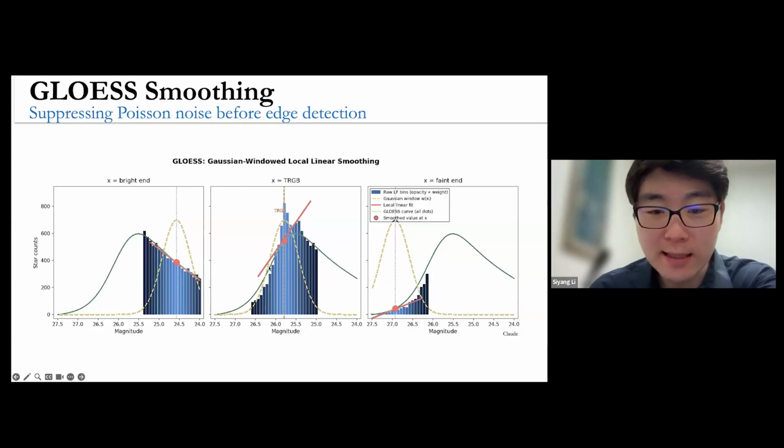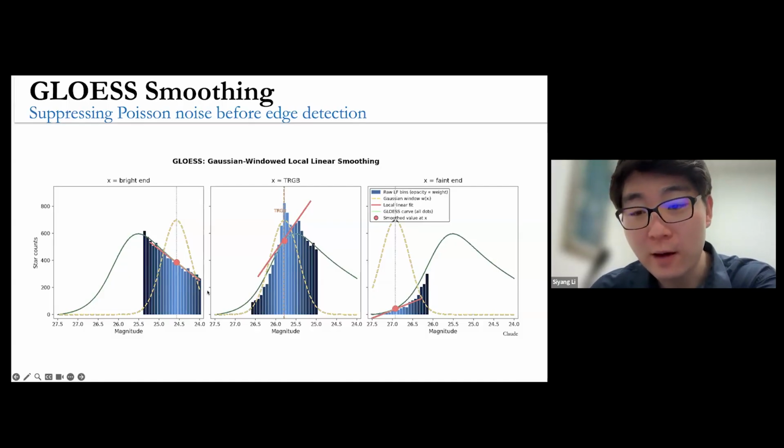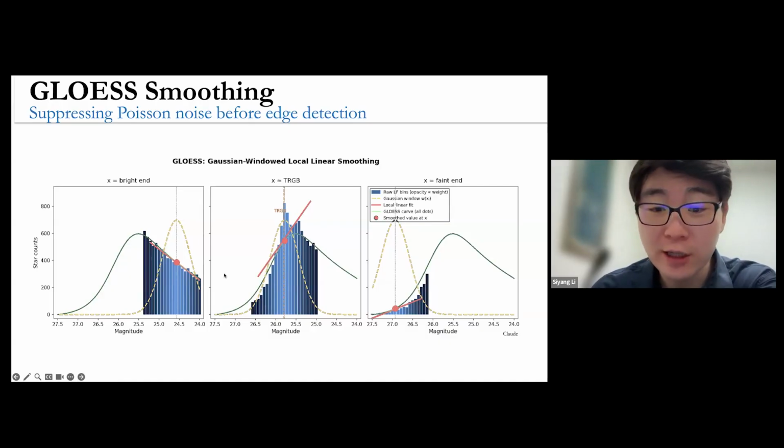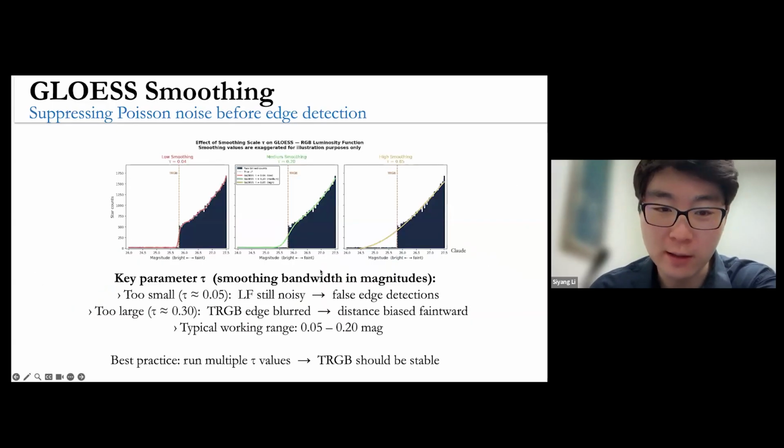In a nutshell, for every bin in your luminosity function, you fit a linear line to the points around it, but the bins around that point are weighted by a Gaussian. You can control the width of that Gaussian used for the weights using what we call a smoothing parameter. I'll talk about how that can affect your TRGB measurements later. But essentially you do that for all the bins, and that builds a smooth luminosity function on which you can then make your TRGB measurement.